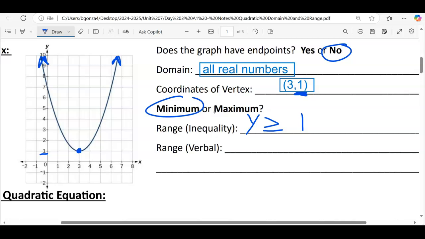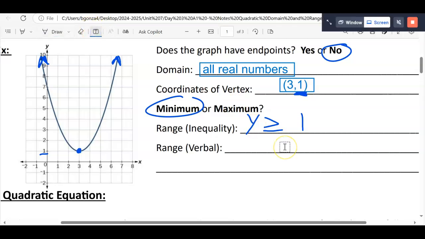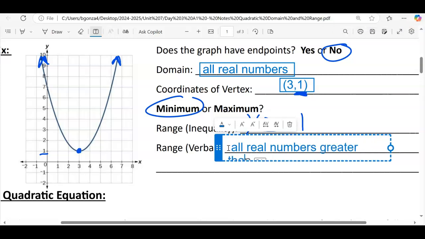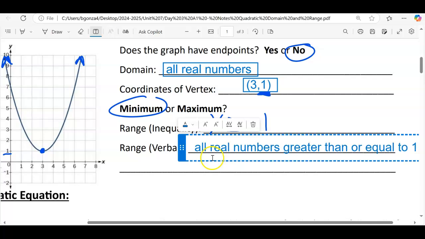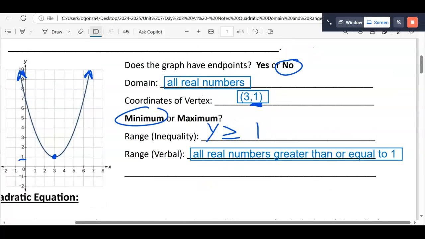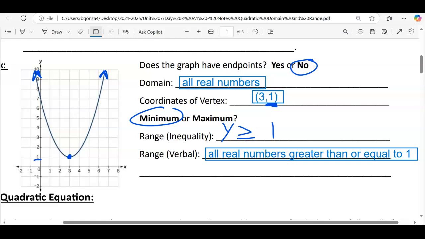1. y is greater than or equal to 1. How do you say that verbally? You're going to say, basically, greater than or equal to 1, but the way you say it is all real numbers greater than or equal to 1. Write that down really quickly because I got to move on to the next one.